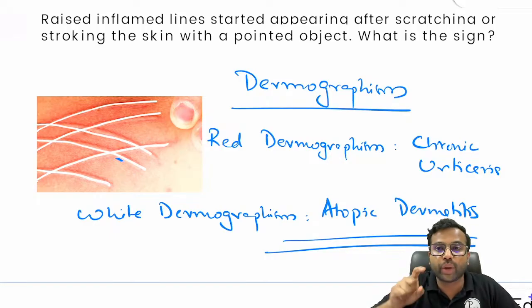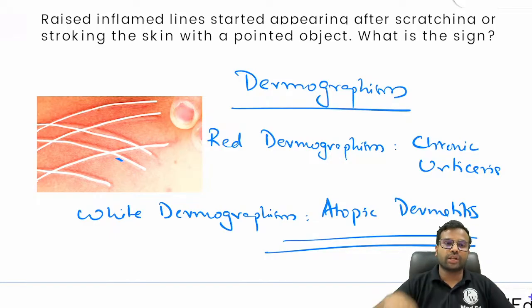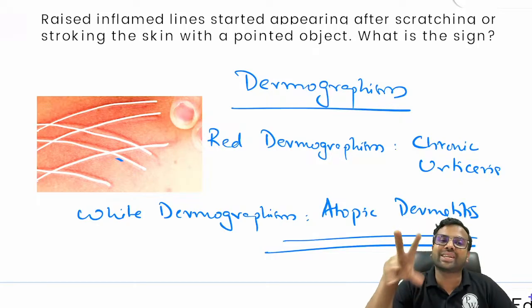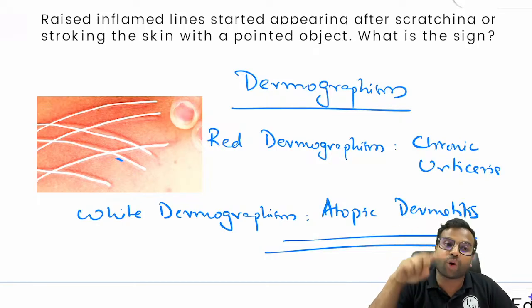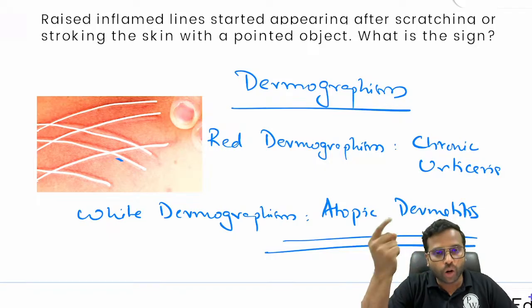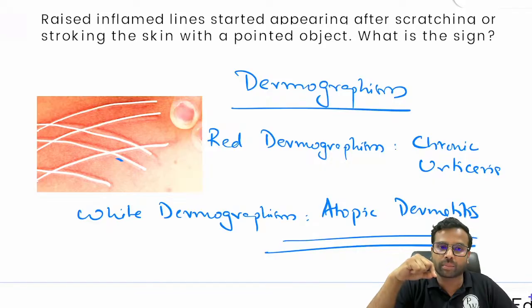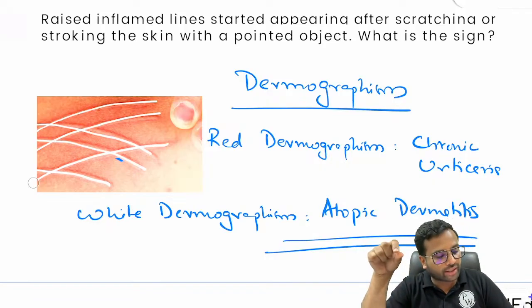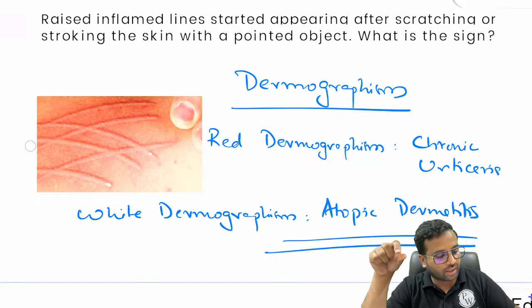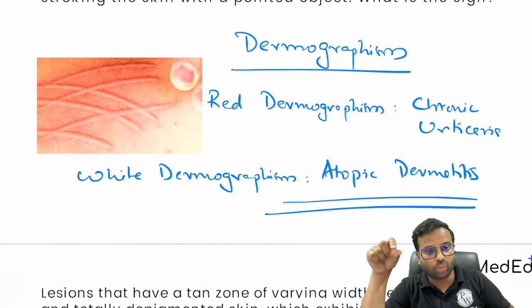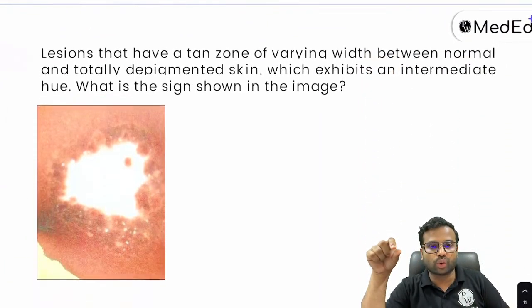Please remember, for your exams, what is important is that your eyes should be able to see whether it is a white dermographism or a red dermographism. Definitely in the MCQs, chronic urticaria as well as atopic dermatitis will be given as options. If you are able to identify it correctly, you will not make a mistake. So that is all about dermographism. Now let's go to the next one.